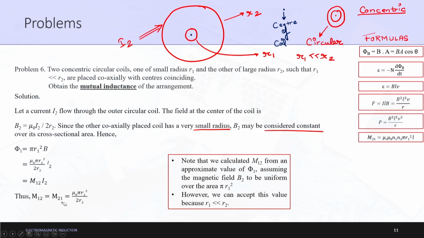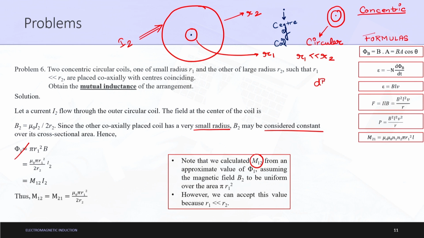Moving on, a little note on this problem: we calculated M12 from an approximate value of phi 1. An approximate value of phi 1 was used, assuming that the magnetic field B2 is uniform over the area pi R1 square, because the value of R1 is very small. So the change in the magnetic field with space is very small. dB by ds, if I write space as ds, is approximately equal to 0. That means the value of B in this region is almost the same.